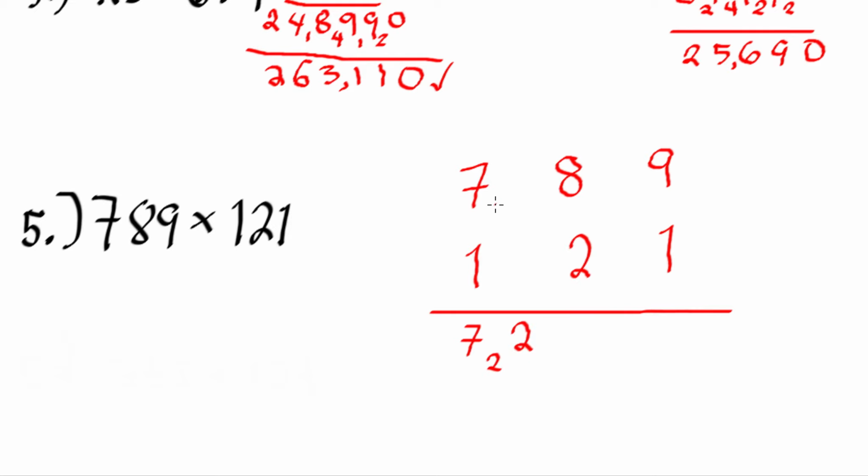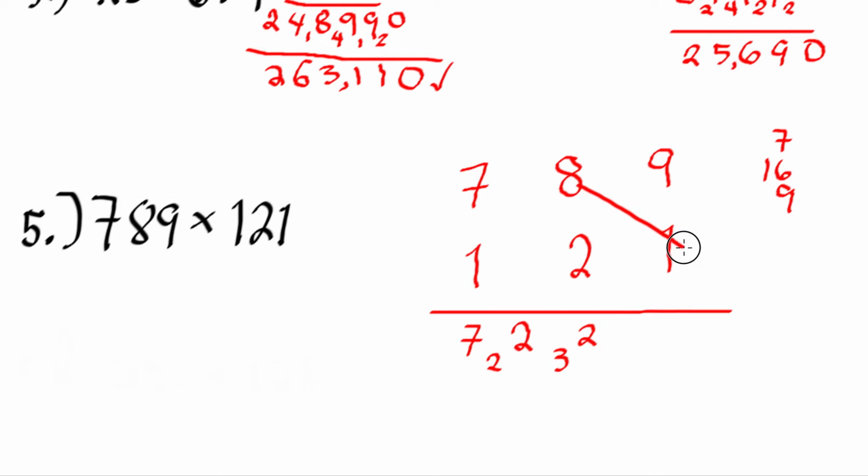And then let's have the most crosswise part. 7 times 1, that's 7. 8 times 2 is going to give us 16. And then 9 times 1 is going to give us 9. So what is 7 plus 16 plus 9? This 16 plus 9 is going to give us 25. 25 plus 7 is going to give us 32. So this becomes 32 over here.